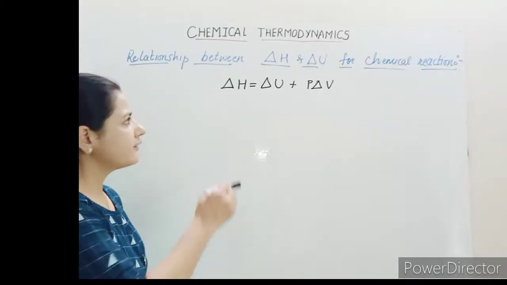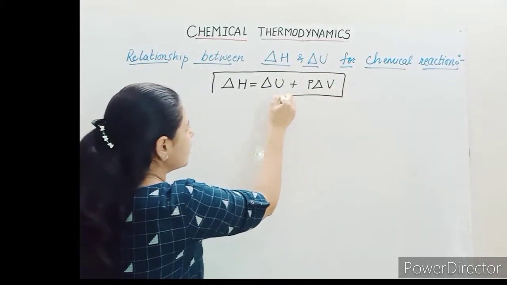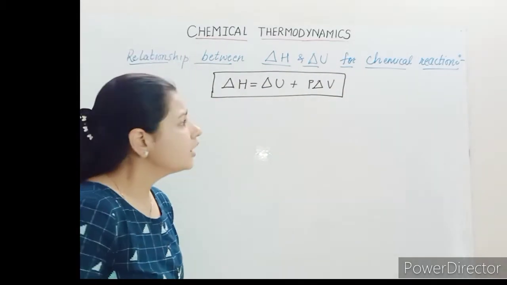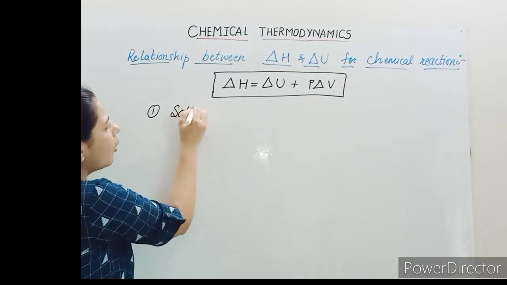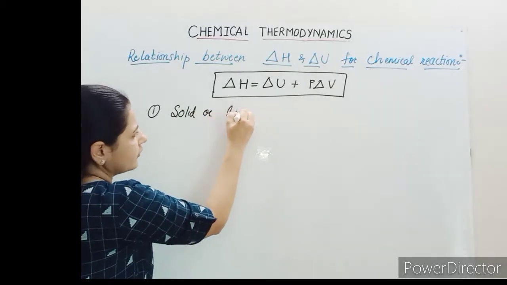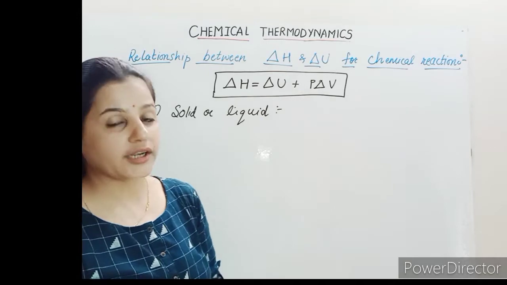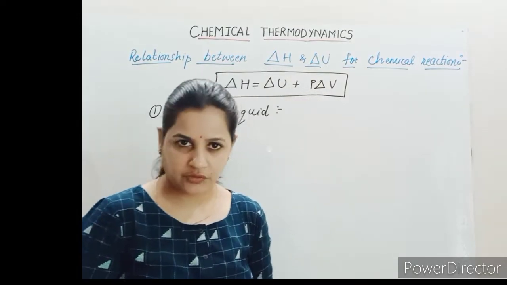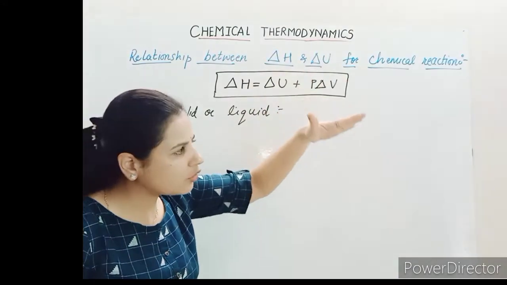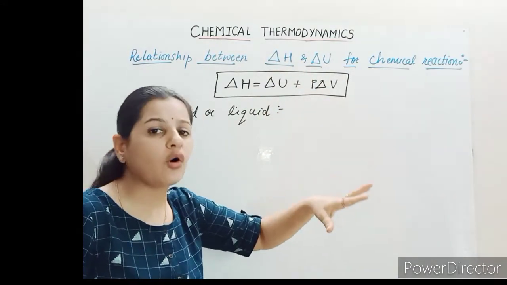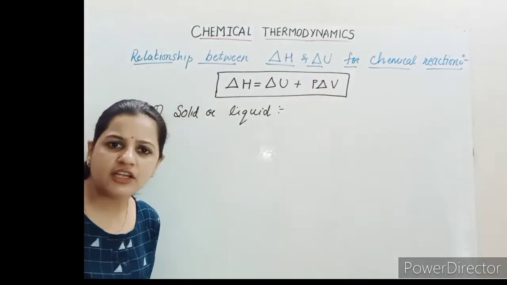So let us assume a reaction, a reaction for the enthalpy change at constant pressure. Now suppose our reactants, or the system which we are going to study, are in solid or liquid phase. Even at a constant pressure, if I apply a constant pressure over a solid or a liquid, what will be the change in the volume? Will there be any change?